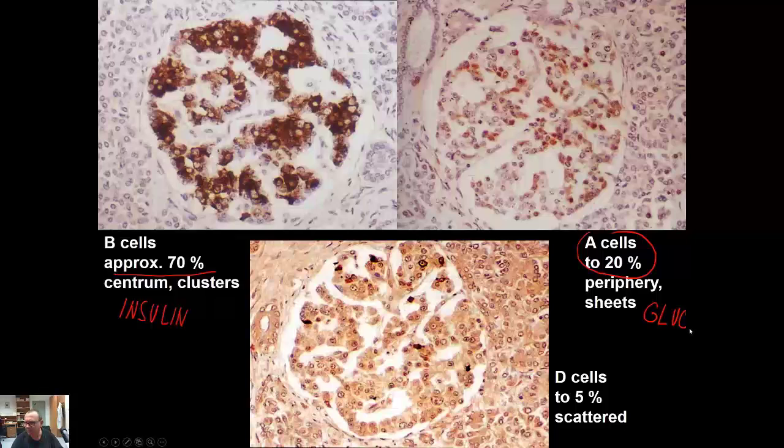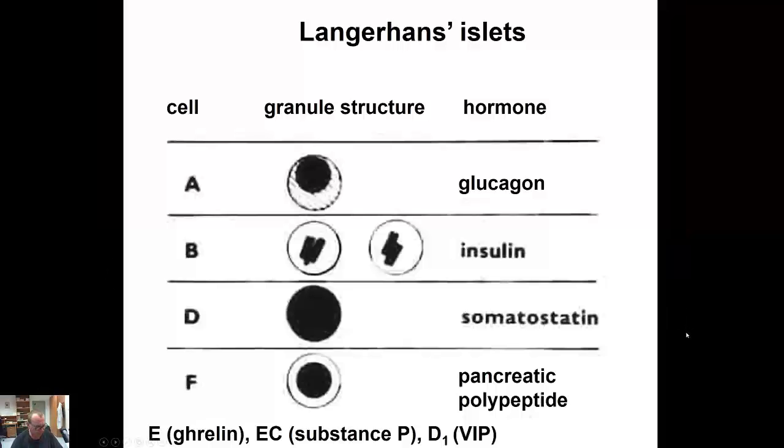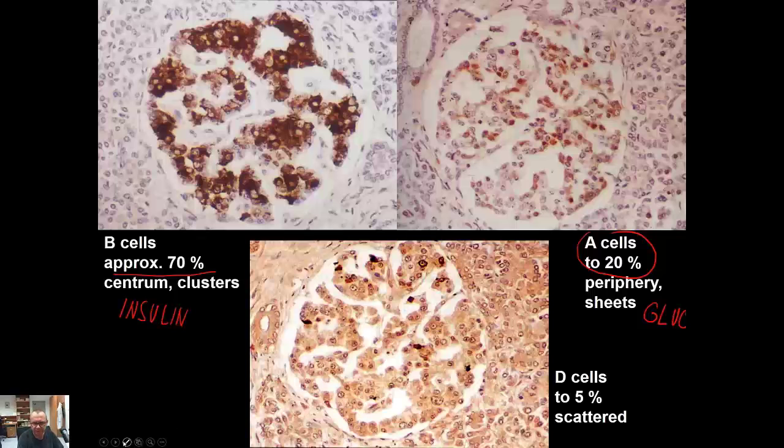I must write it. Pen doesn't work. I am not in the picture. Glucagon. Okay.